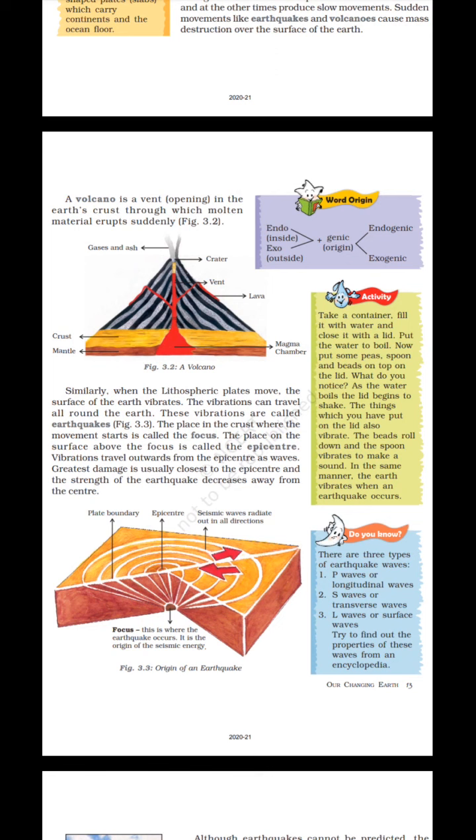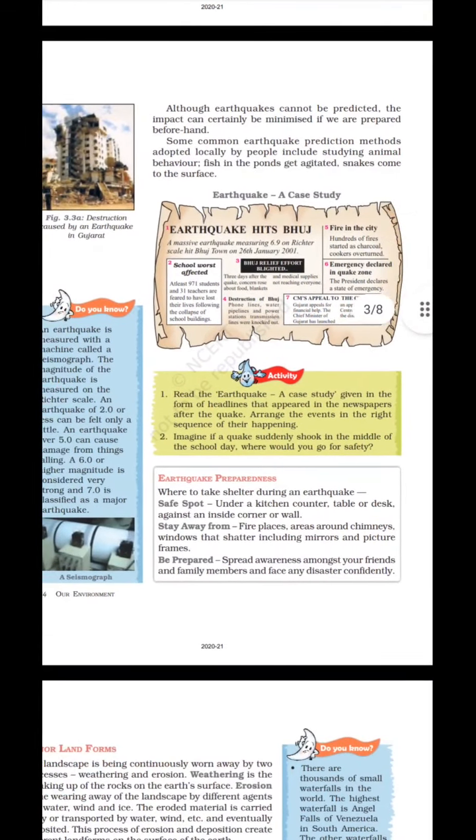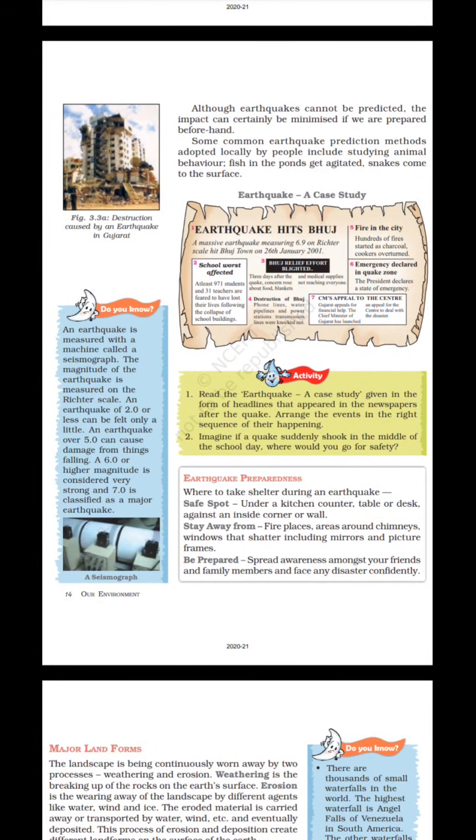Do you know there are three types of earthquake waves? P waves or longitudinal waves, S waves or transverse waves, L waves or surface waves. Try to find out the properties of these waves from an encyclopedia. Take a look at figure 3.3a. Destruction caused by an earthquake in Gujarat.